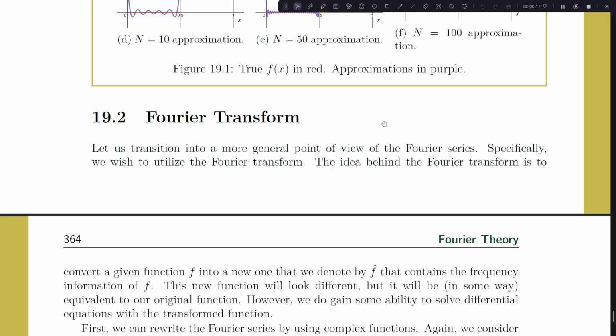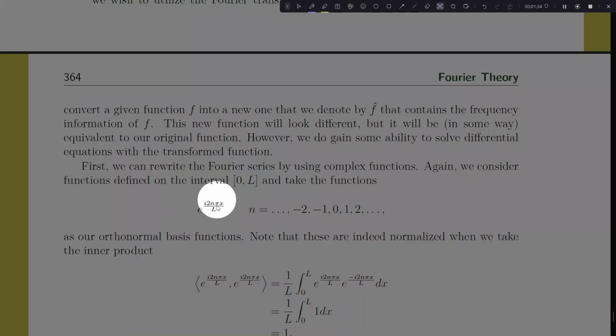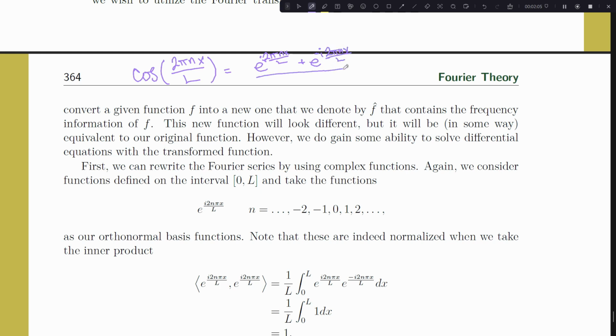Okay, welcome back. We're moving on to section 19.2, and this is called the Fourier transform. The first step is to recognize that using Euler's formula, we have an equivalent representation of the Fourier series. Every cosine of 2 pi n x over L can be written as e to the I 2 pi n x over L, plus e to the negative I 2 pi n x over L, all divided by 2.